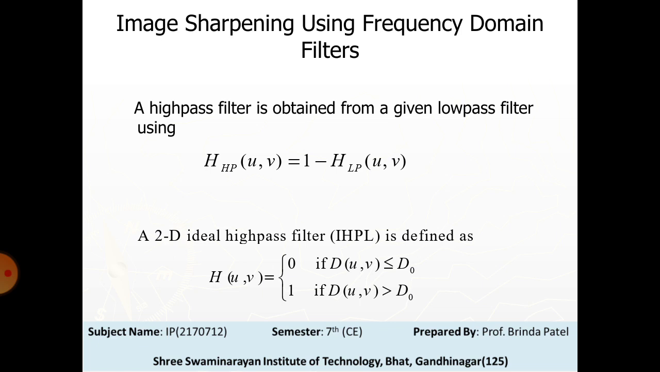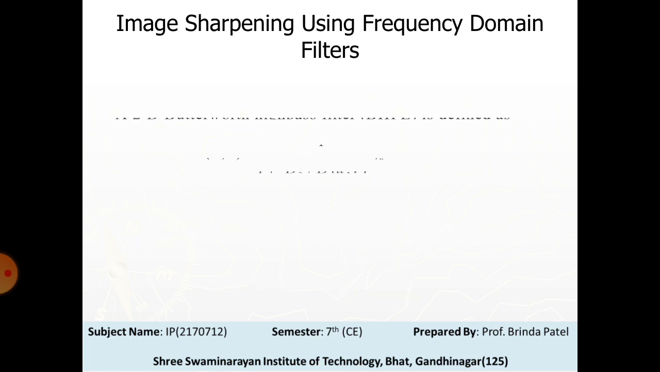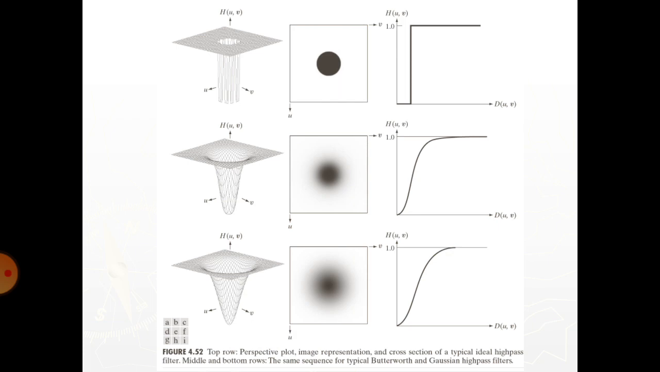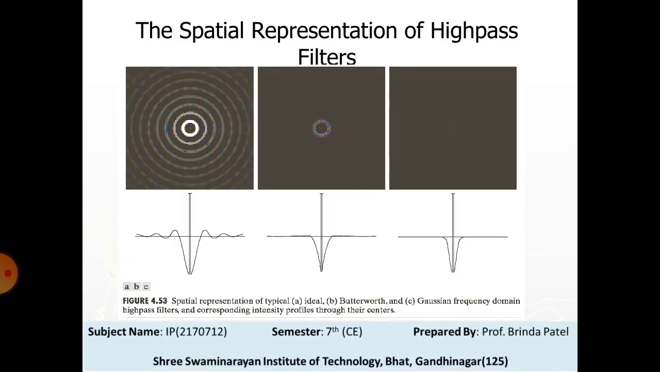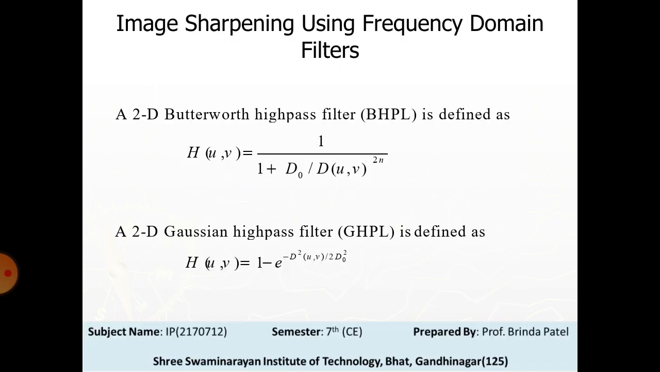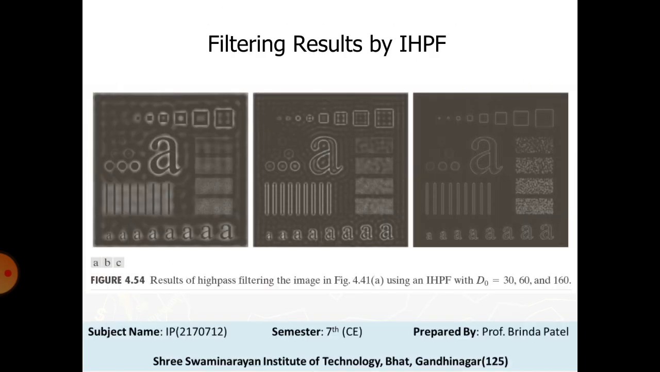This figure shows the typical 3D plots, image representations and cross sections for these filters. We see that the Butterworth filter represents a transition between the sharpness of the ideal filter and the broad smoothness of the Gaussian filter. And this figure illustrates what these filters look like in the spatial domain.